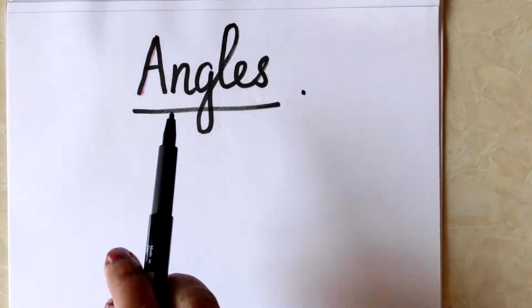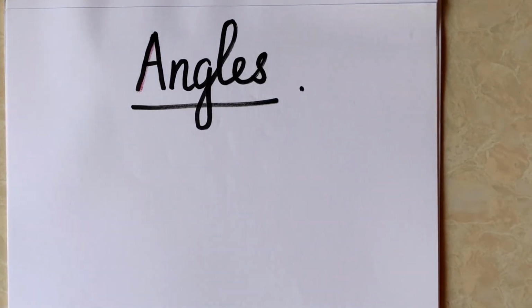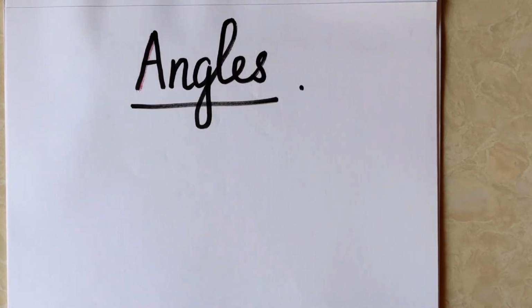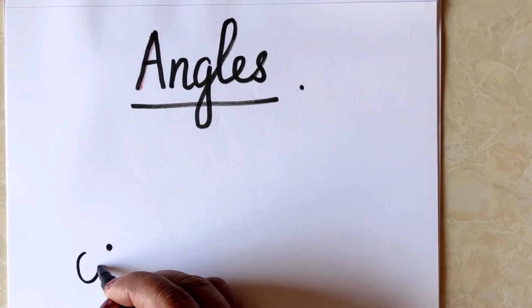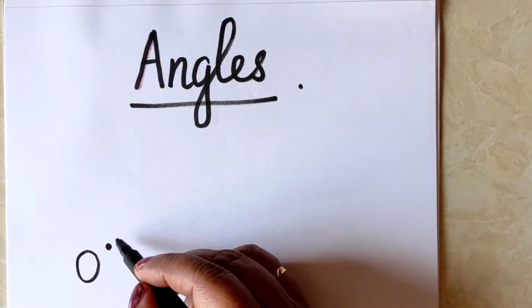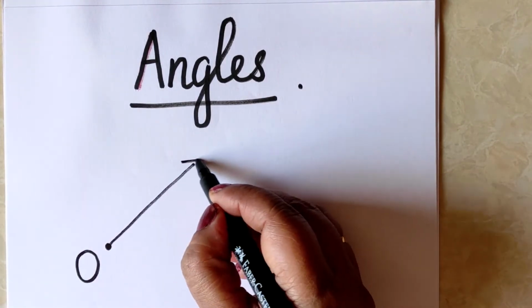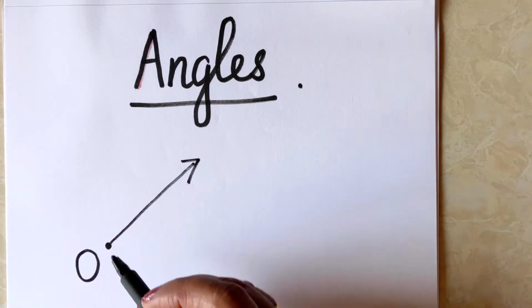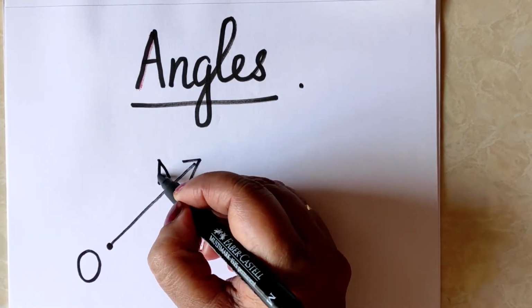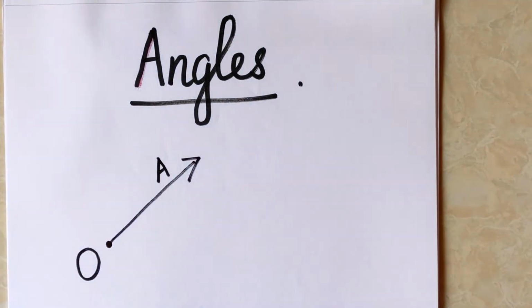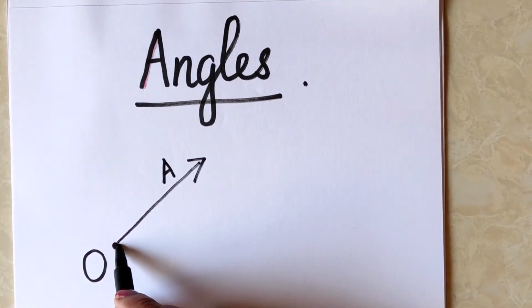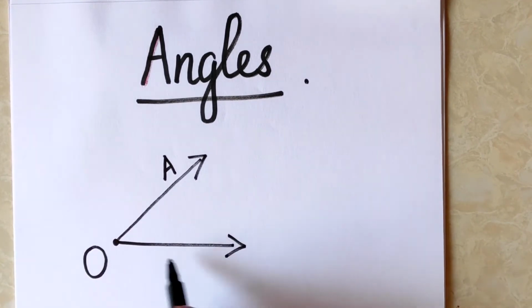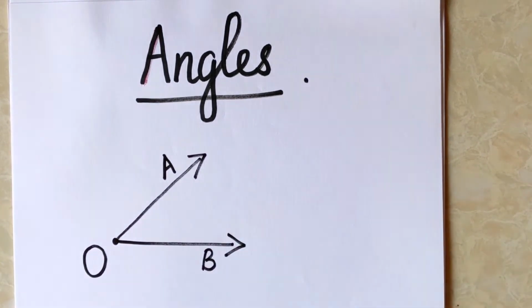Let's learn about angles. What are angles? You know about rays, and using rays we are going to learn angles. Suppose I am taking a fixed point and naming it O. Now let me draw one ray, using the scale. I am naming it OA. OA is one ray. And I am going to draw another ray starting from O, maybe like this, and name it B, capital letter B.